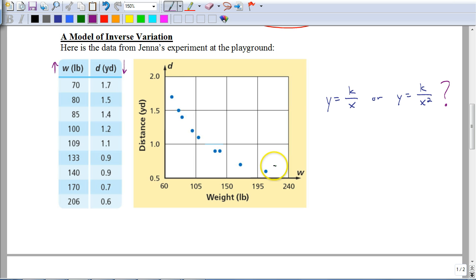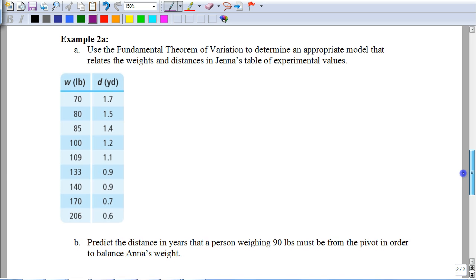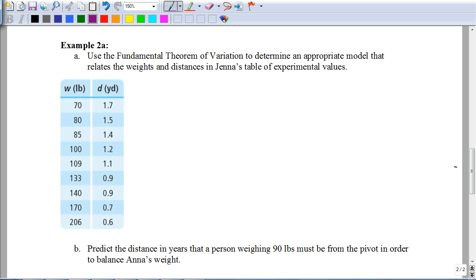And by looking at the graph, we don't know if it's in the form k divided by x or k divided by x squared. So this is where using that other method is going to be most helpful. Now, they're going to use this phrase. They're going to say, use the fundamental theorem of variation to determine an appropriate model that relates the weights, and so on. When they say use the fundamental theorem of variation, that's what we were doing in that second example that we did in the first video. So let's look at how we do that in this one.